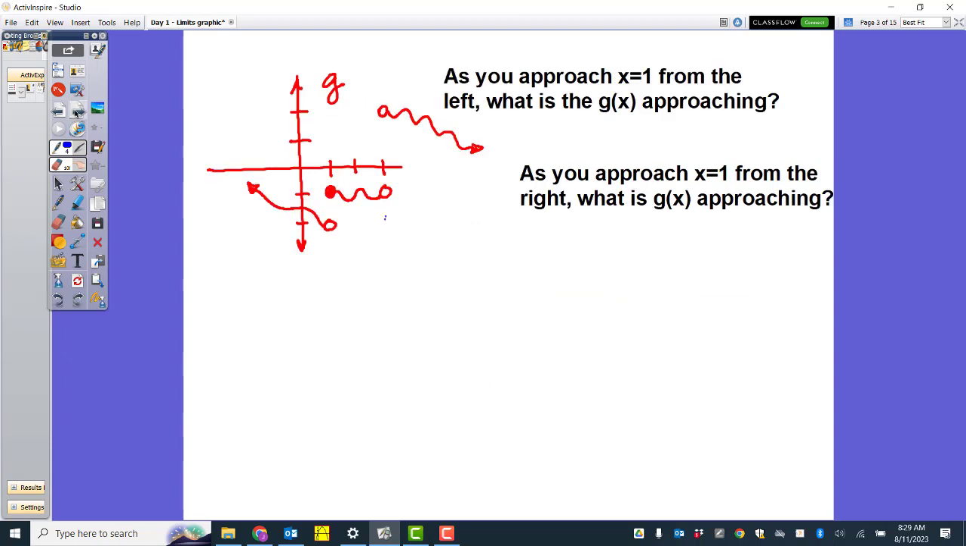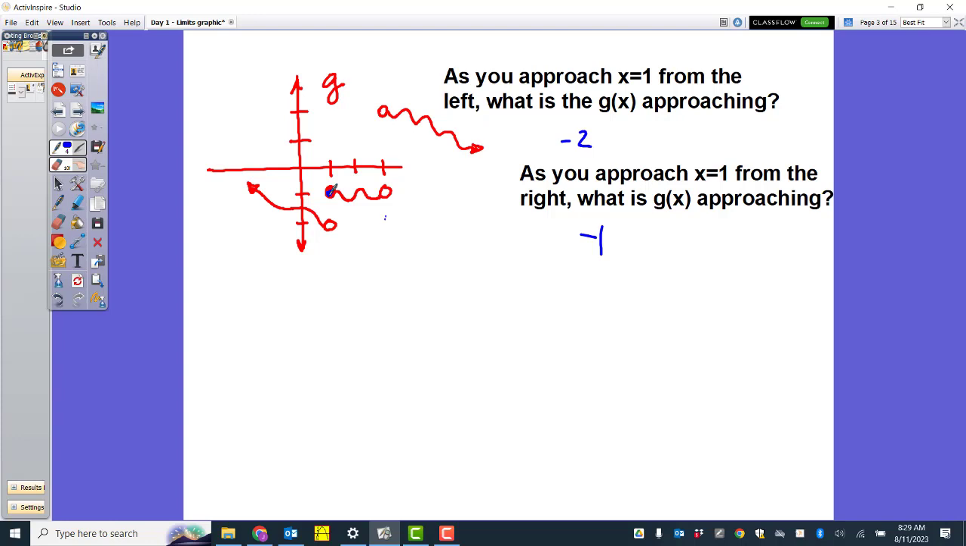What about this one? Same kind of general idea. As we approach x equals 1 from the left, what is the graph of g approaching? It looks like it's approaching -2. As we approach from the right, it looks like we're approaching -1. This time we do have a filled-in point, though.